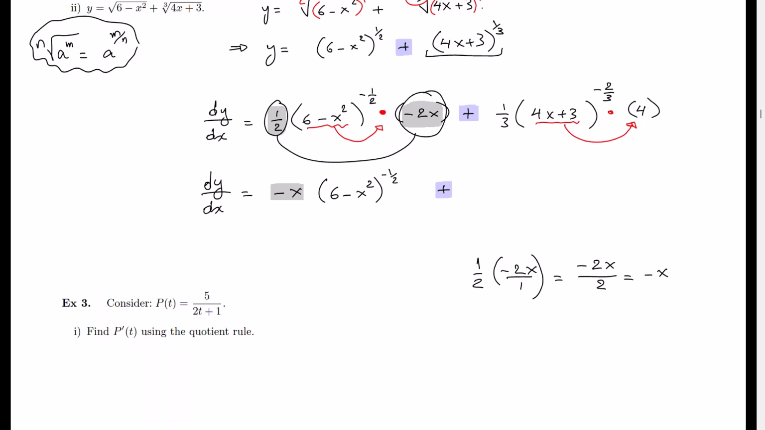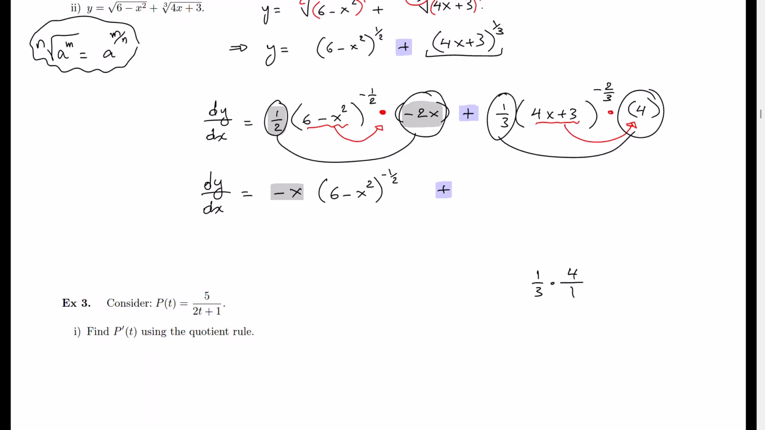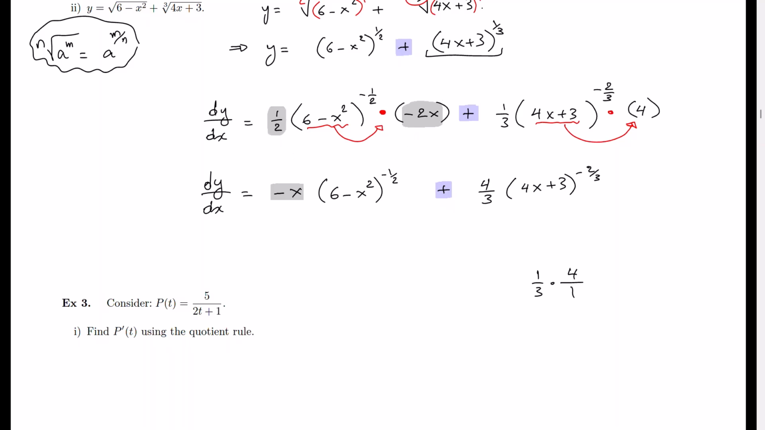And now I've got to do the product of 1/3 with the 4. So what's the product of 1/3 and 4? Let me erase all this and just multiply 1/3 with 4. Again, I can think of this as being 4 over 1. And when you're multiplying fractions, you go straight across, top with top, bottom with bottom. So I can write 4 over 3 instead. And the base is 4x plus 3 raised to the power of negative 2/3. So that is technically the final answer. And again, how did I get the 4/3? I got it by multiplying the 1/3 with the 4.